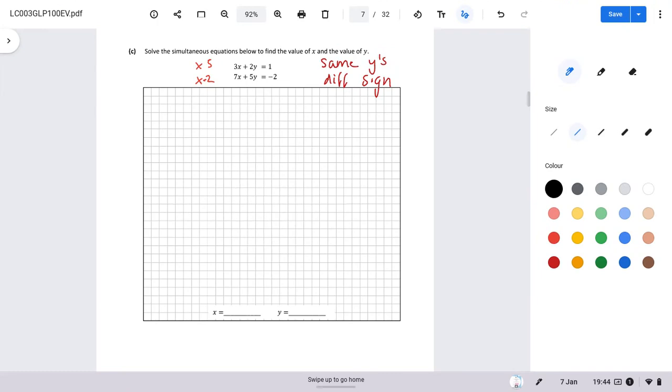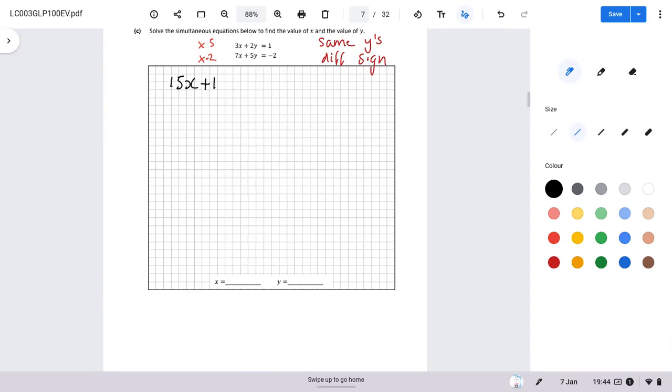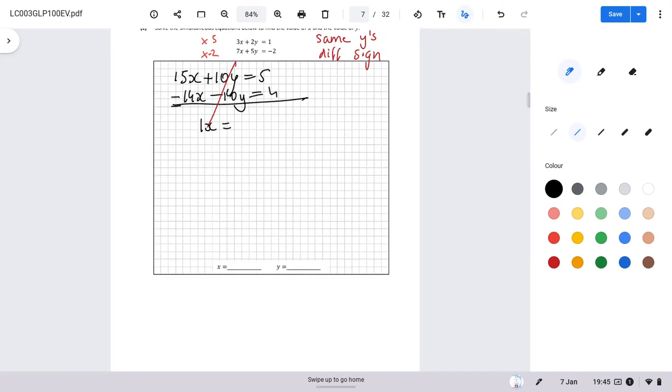I multiply that full line. People often forget to multiply the 1 at the end. That full line gets multiplied. So 5 times 3x, sorry, touch screen's a disaster. 15x plus 10y is equal to 5. And then minus 14x minus 10y is equal to minus 2 times minus 2, which is 4. Then I've got the same number of y's, different sign, so I'm good. There you go. 15x minus 14x is 1x is equal to 5 plus 4. I know it's a plus because there's no sign in front of it.